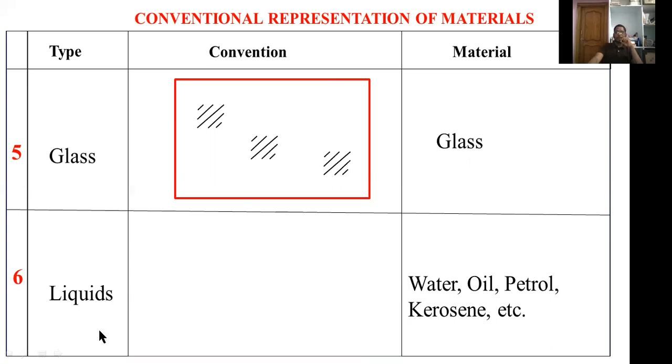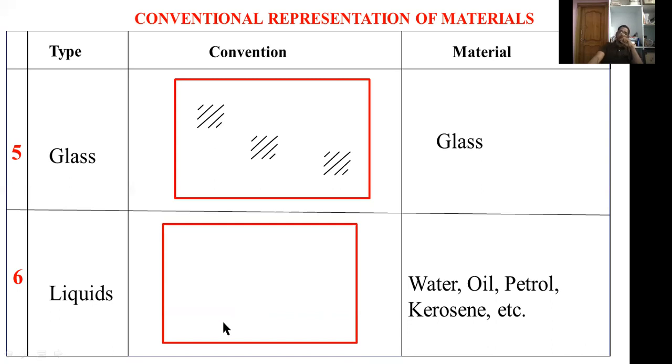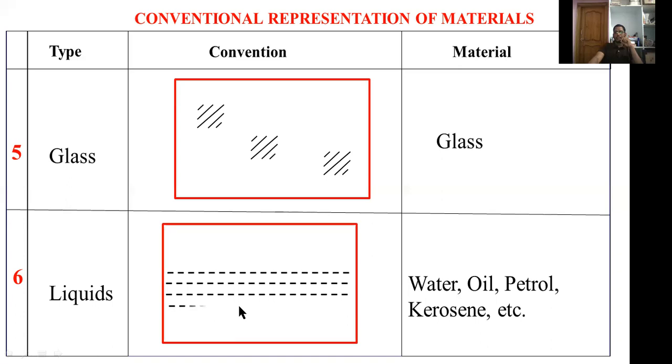Now how to represent liquid materials, for example water, oil, petrol, kerosene, like these fluids? How to represent these liquids? Here also I consider a rectangular container. Now for liquids I am drawing the dashed lines, but here I am drawing horizontal dash discontinuous lines.